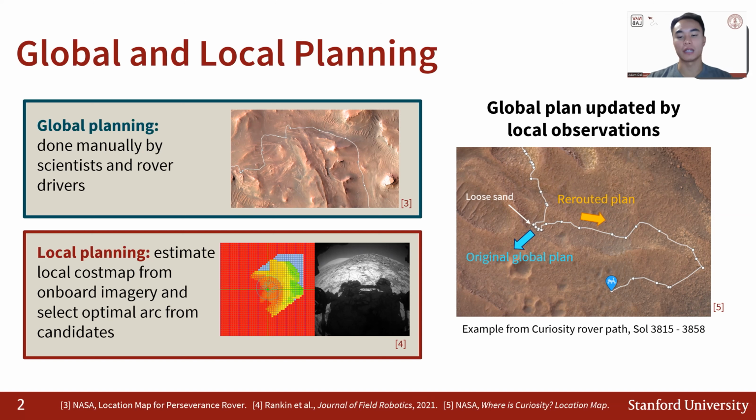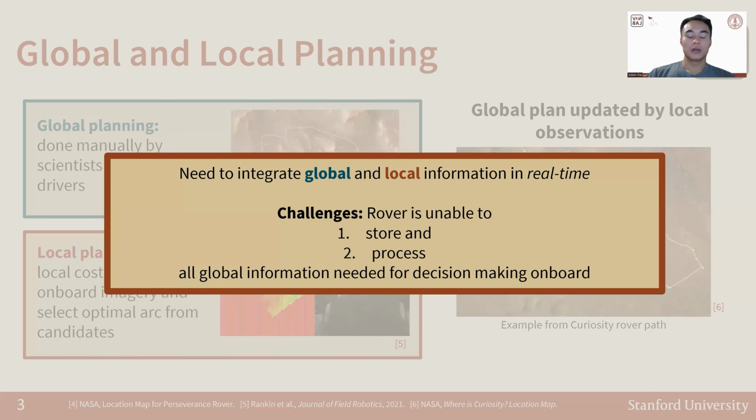Here on the right is an example from the path taken by the Curiosity rover, where the initial global plan was actually routed in the direction of the blue arrow, but when the rover reached this location, it discovered some loose sand which made it difficult to traverse up this sloped terrain, and the scientists and rover drivers actually had to reroute the global plan in a different direction in order to continue progress. Note that this rerouting is currently done manually and over the course of many days.